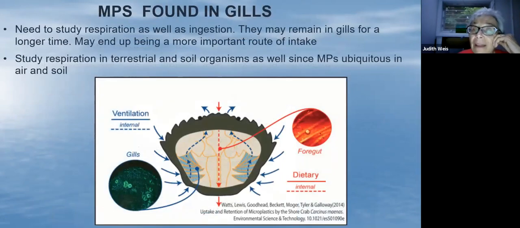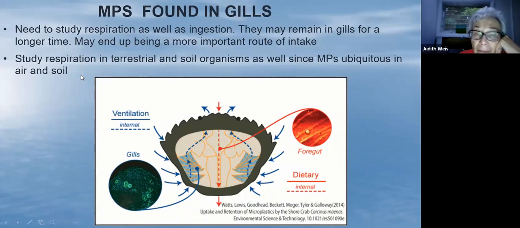Microplastics have also been found in gills of aquatic animals. And this has not been studied as much. I think it's likely that they could remain in the gills for a longer time than they remain in the gut. And this may end up being more important as a serious route of intake than the eating. But this is something needing a lot more study.